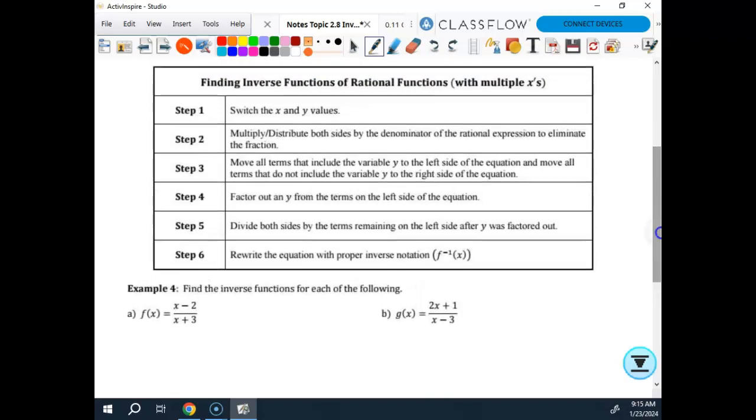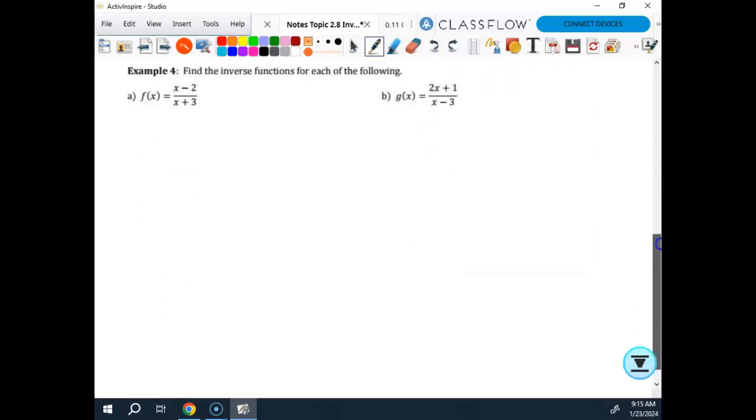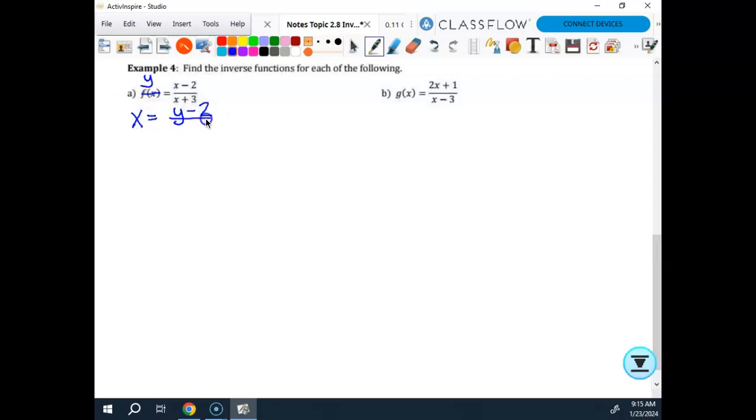All right, finding inverses. So here are the steps. I'm not going to read them to you because we're going to do them, but they're there if you forget what steps or you get lost or confused on something when you're doing it yourself. I don't know that you need the steps written out, but maybe. So this is what happens if we have more than one x value. We're still finding the inverses just like we did before. Okay. So I'm going to mark this out and make that y. Then I'm going to switch x and y. And I'm going to get x equals y minus 2 over y plus 3.